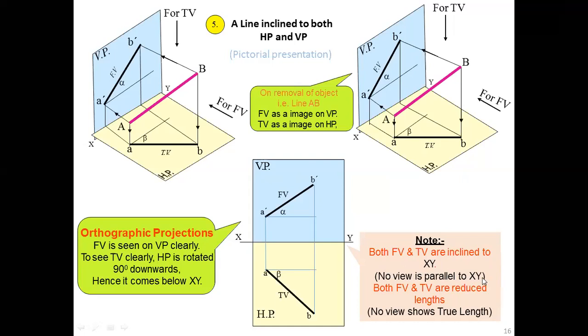Now in this condition, he has not shown that one. When you solve the problem with respect to these conditions, you will get true length in both the views, or apparent length in both the views.